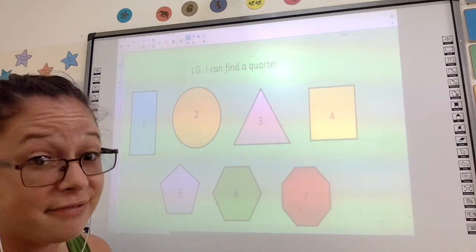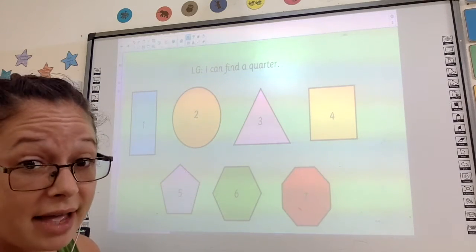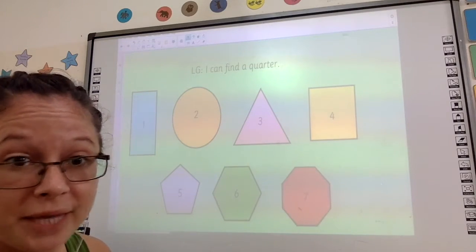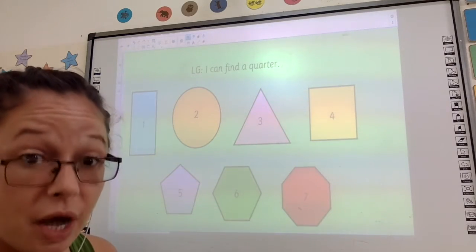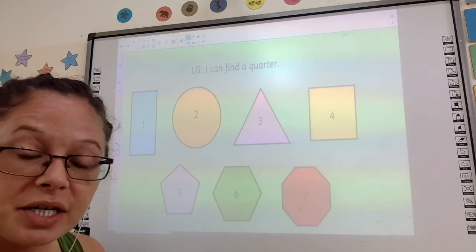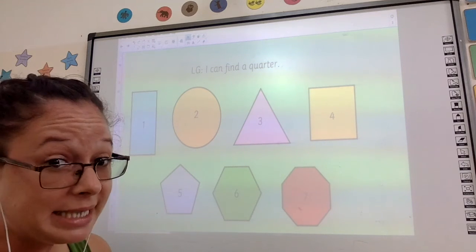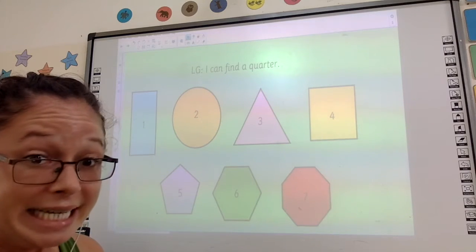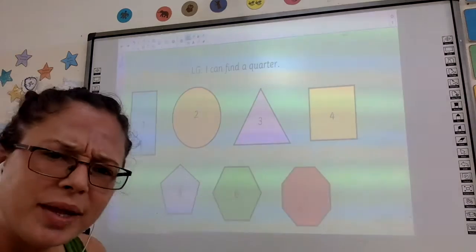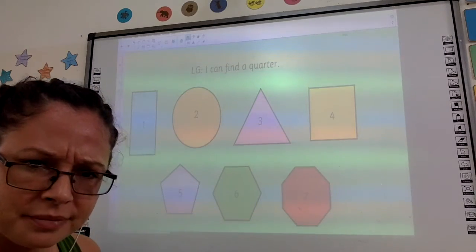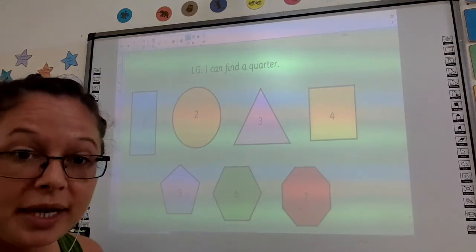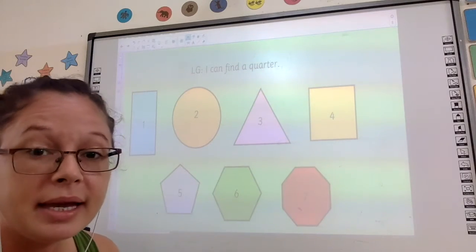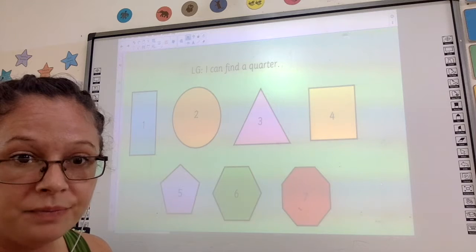Shape 5 has 5 sides and 5 corners. It's called a pentagon. Can you say that with me? Pentagon. Now let's look at shape 6. Shape 6 has 6 sides and 6 corners. Do you know what this shape is called? It's a hexagon. Can you say that with me? Hexagon. Well done. Now let's look at shape 7.